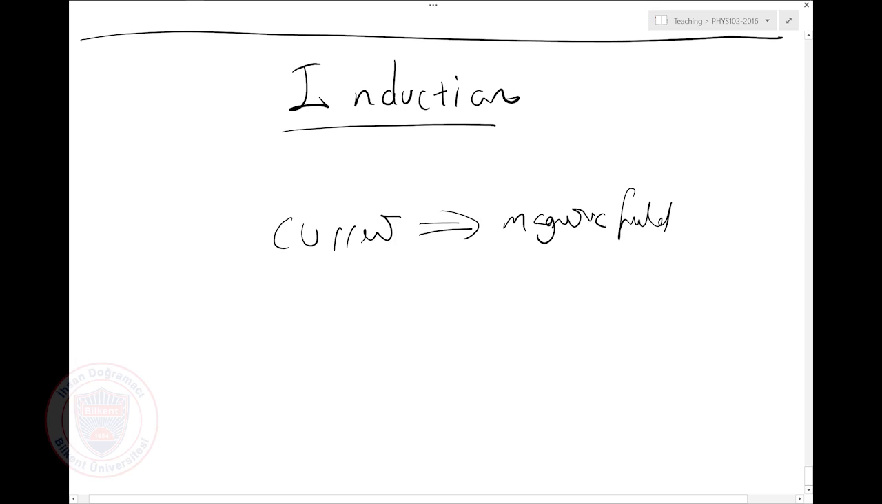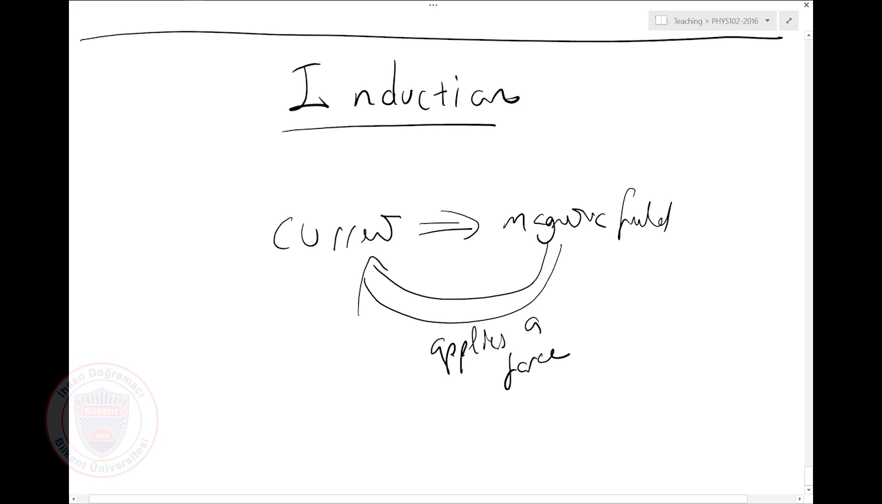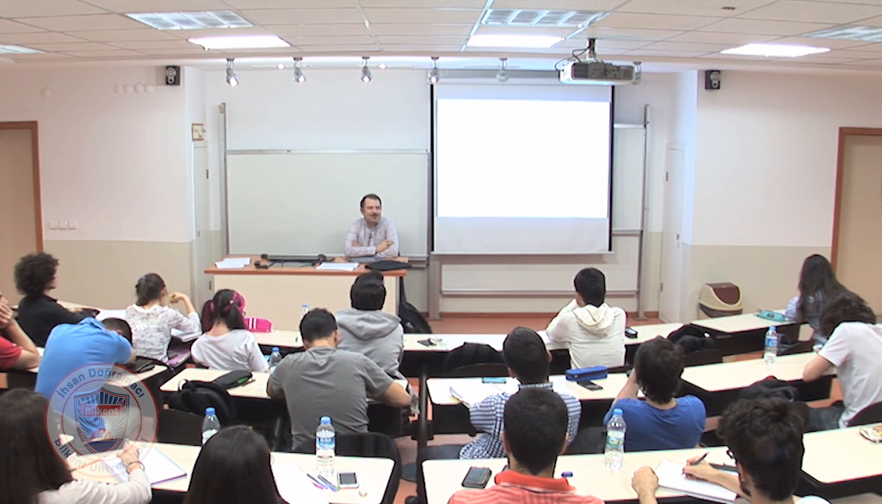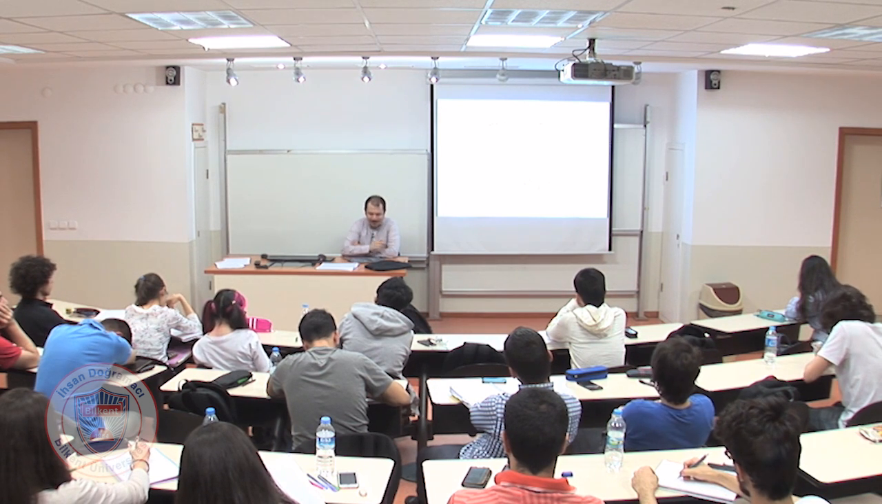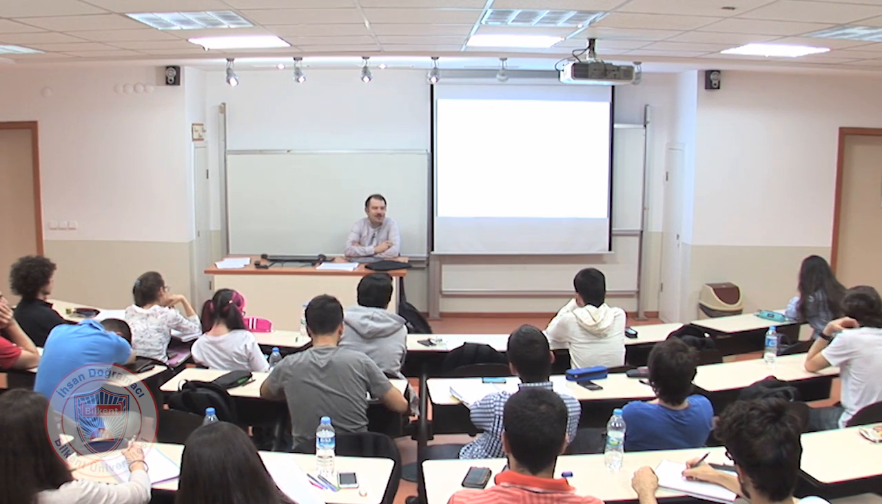Okay, so current creates a magnetic field. But the magnetic field also applies a force on currents. Okay? So once this discovery was heard around Europe, people tried doing experiments with magnets and wires together. And one guy, his name was Faraday, he noticed something interesting.